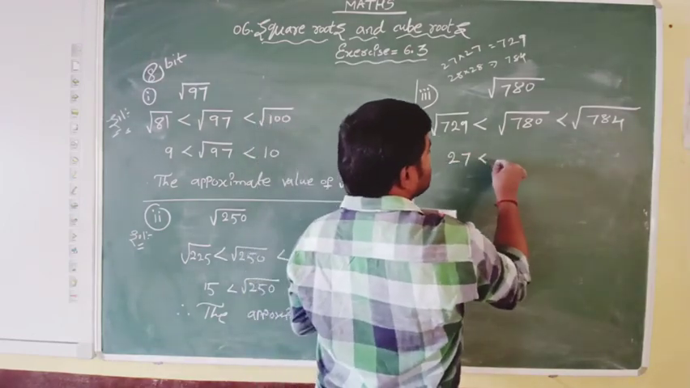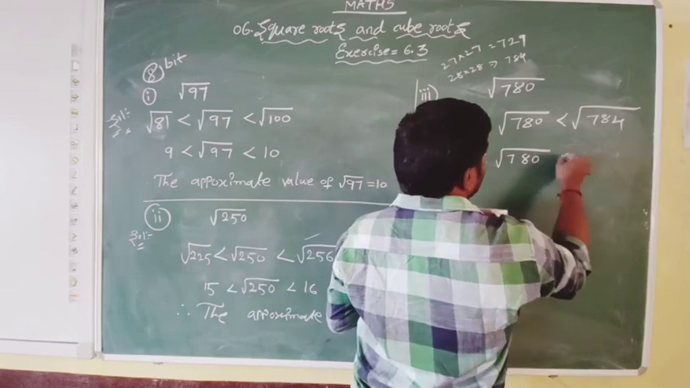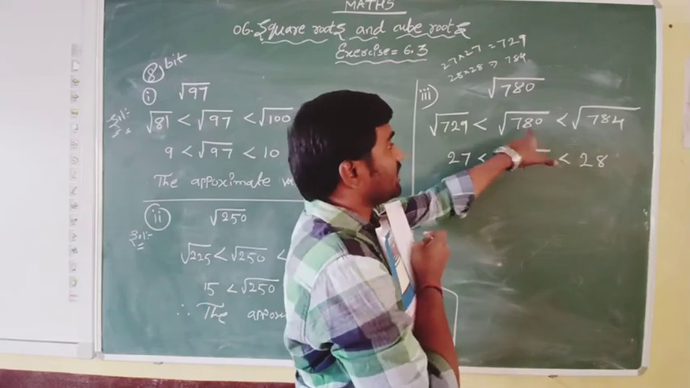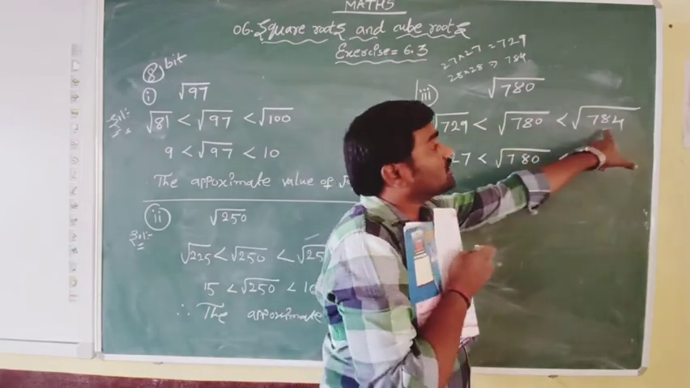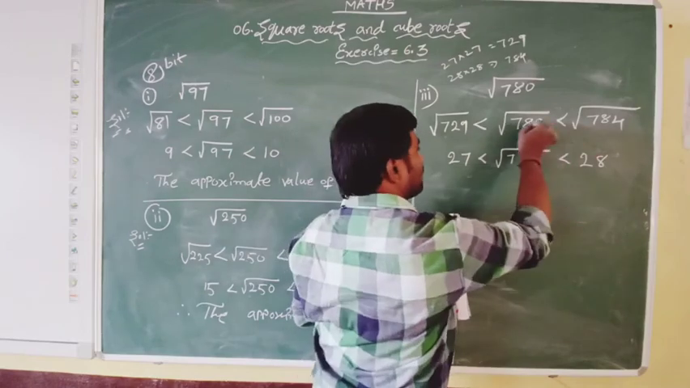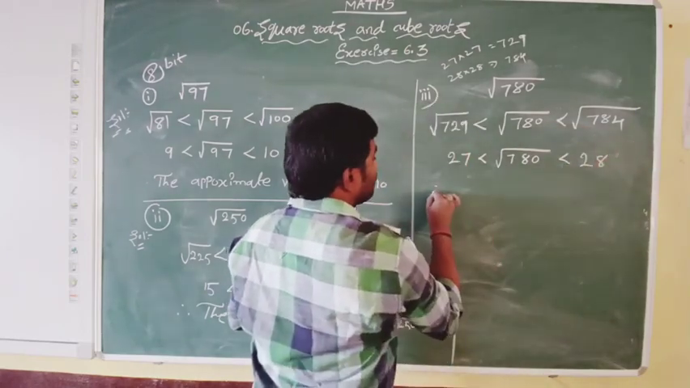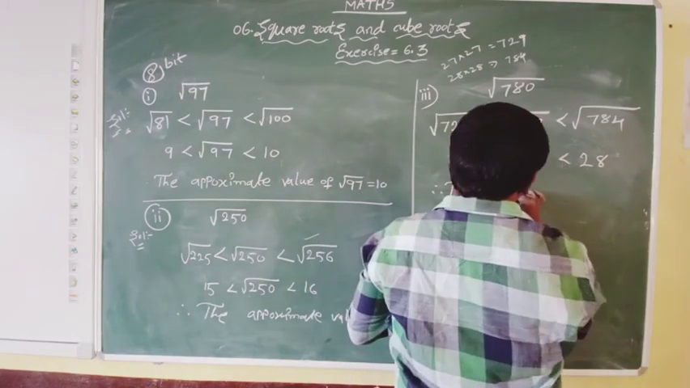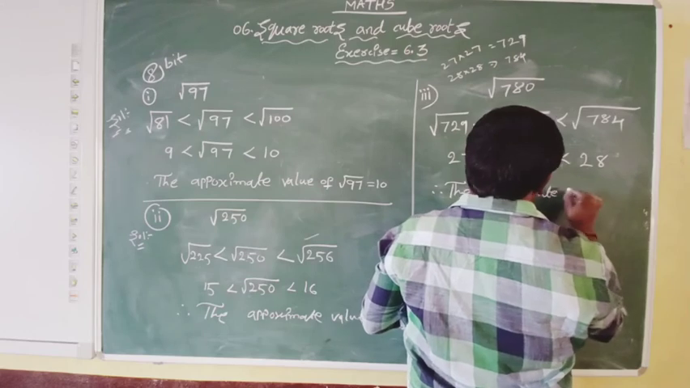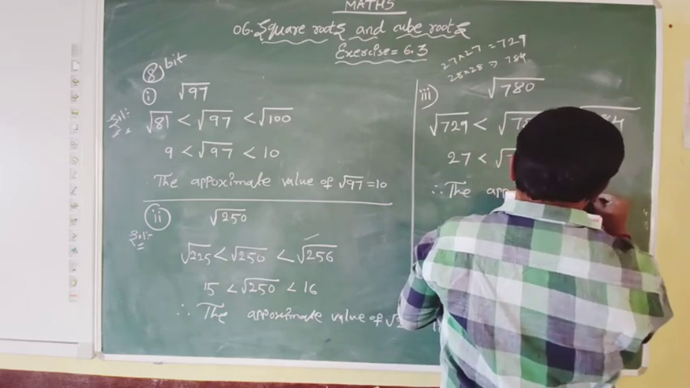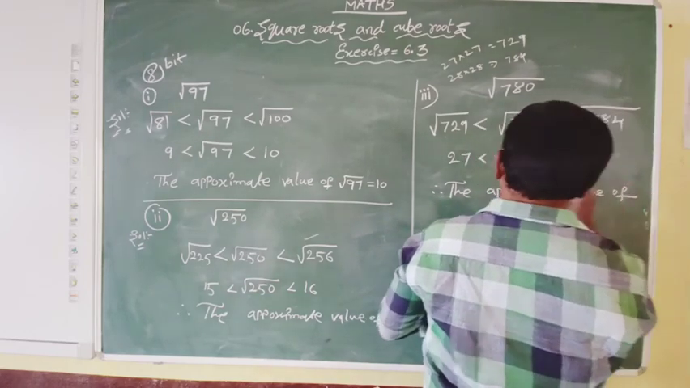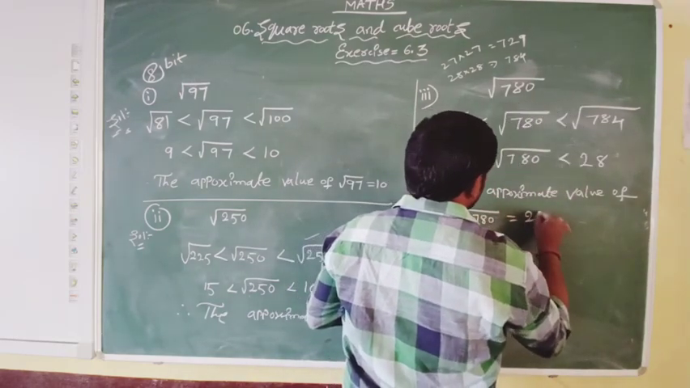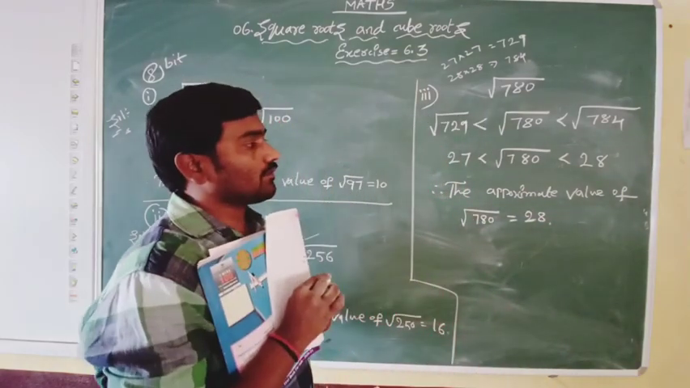Here 27 is less than square root of 780, which is less than 28. Now you have to compare here itself. Is 780 near to 729 or near to 784? 784 only. Therefore, the approximate value of square root of 780 is equal to 28. I hope you understood.